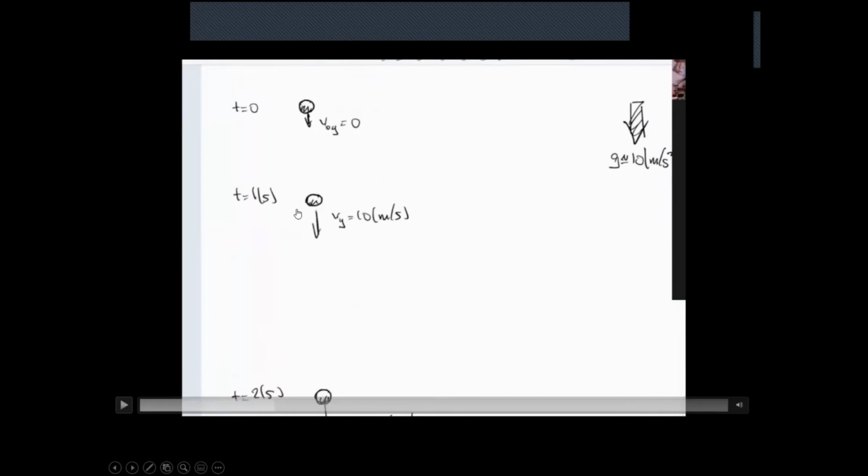So gravity is going to make things go faster at a rate of 10 meters per second each and every single second. So this thing is going to go from 0 to 10 with the next second and 10 to 20 with the next second. That's it.